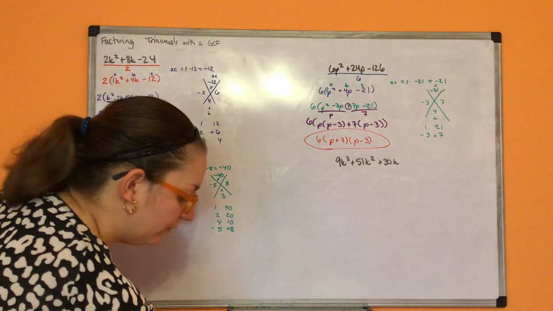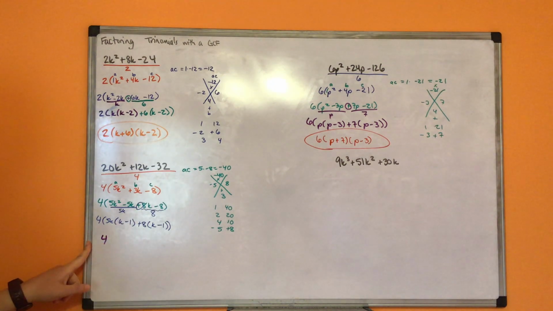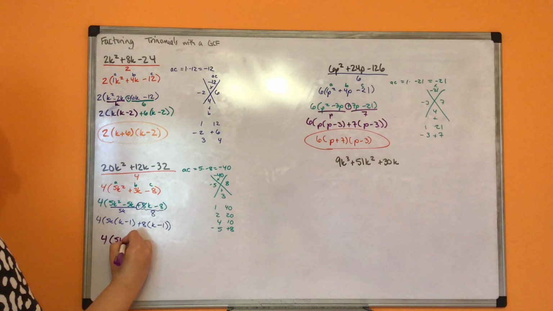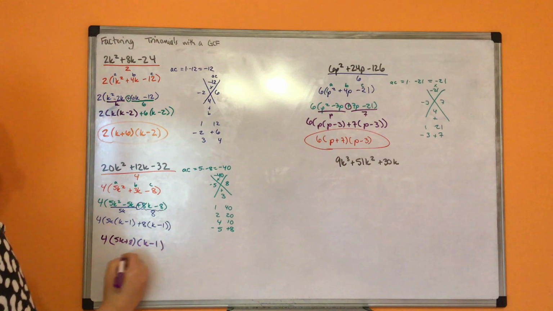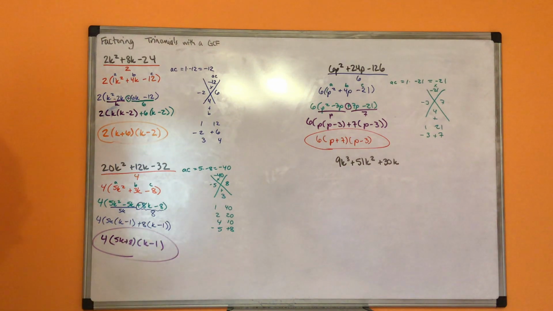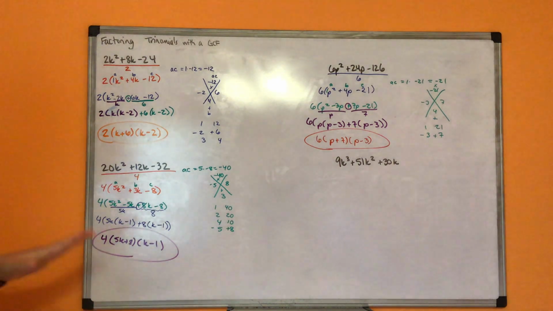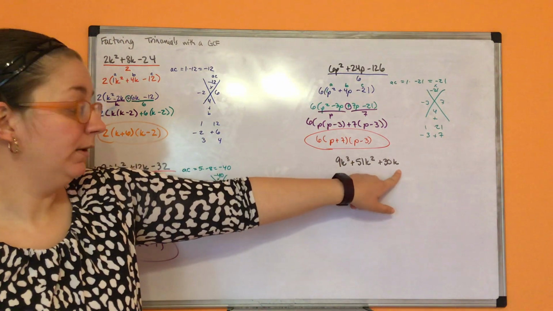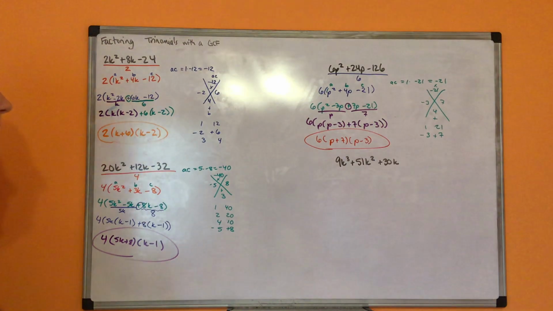We just need to write our final answer. Final answer will be that GCF 4 we factored out at the beginning. These two GCFs, 5k plus 8, and then our repeated factor, k minus 1. And that's it. The very last one, same process, nothing too crazy here. The only thing that's a little different in this particular problem is this term has a variable in it. All 3 terms have a variable in them, so our GCF will also have a variable.